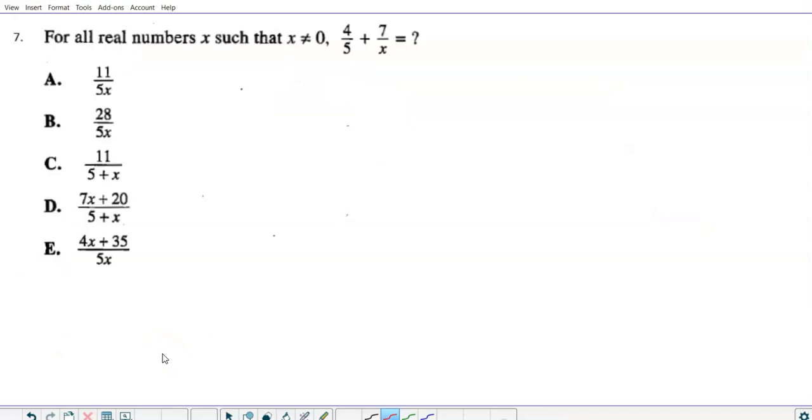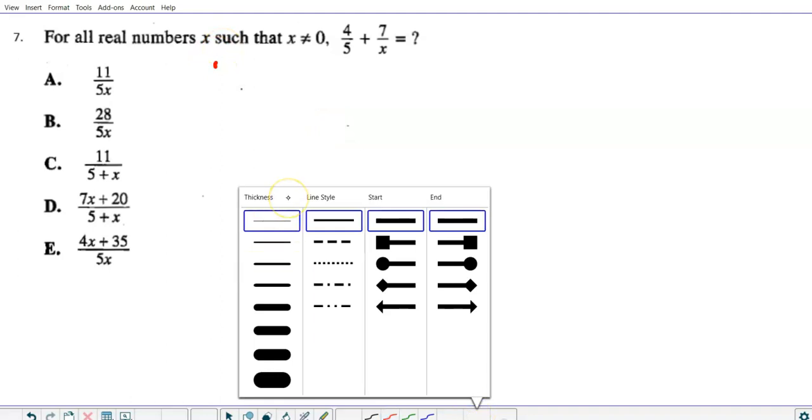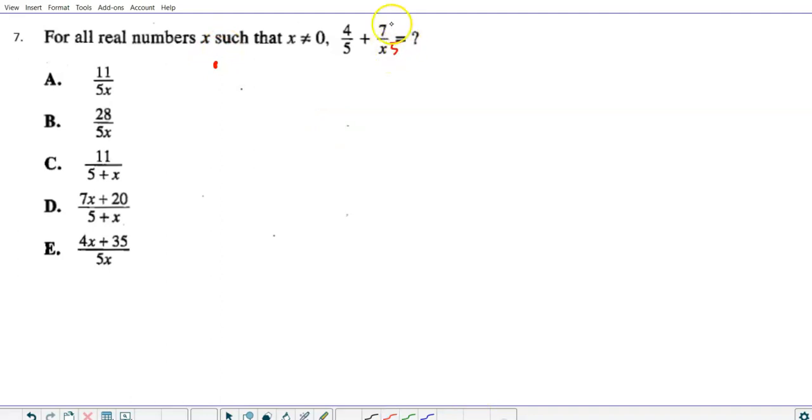Okay, let's try this one. So this one, if you know your algebra, this is not too bad. We need a common denominator. So here we're going to, let me just get a little smaller pen here. So we get this one, you multiply by 5. 5x would be our common denominator.